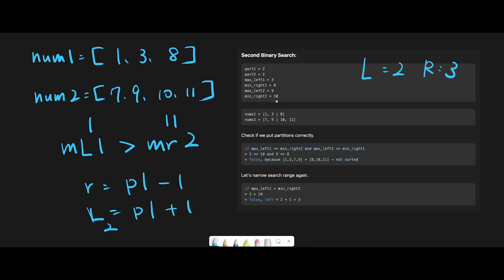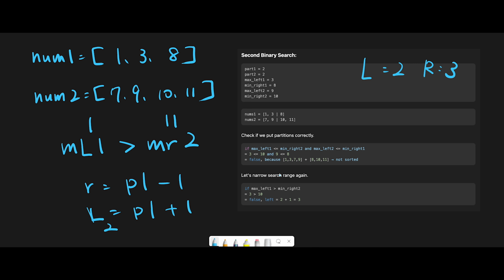Looks good. So in this case, max left 1 is 3, and the minimum right 1 is 8. And the max left 2 is 9, and the minimum right 2 is 10. And check if we put the partitions correctly with this formula. But it's false, because 1, 3, 7, 9 plus 8, 10, 11 is not sorted, right?